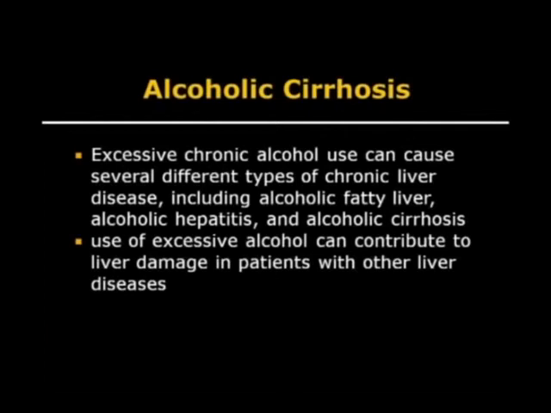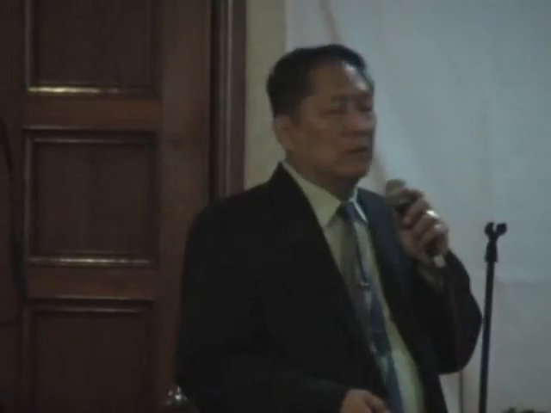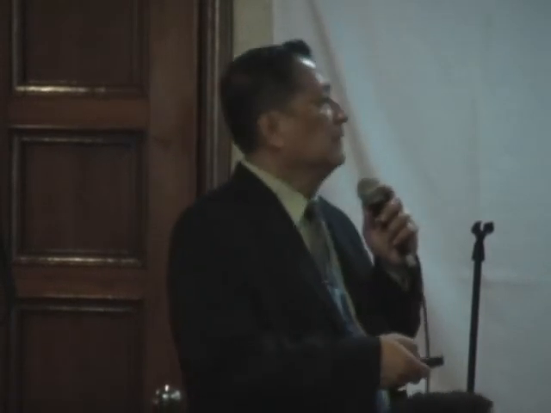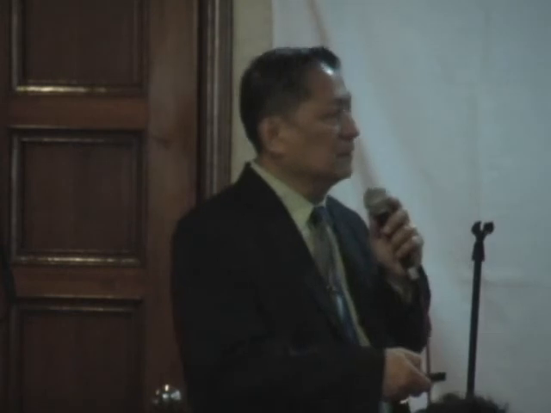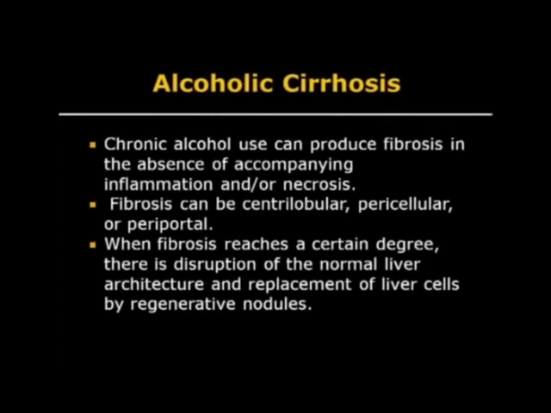Excessive chronic alcohol use can cause several different types of chronic liver disease, including alcoholic fatty liver, alcoholic hepatitis, and ultimately cirrhosis. Use of excessive alcohol can contribute to liver damage in patients with other liver diseases. Chronic alcohol use can produce fibrosis in the absence of accompanying inflammation or necrosis. Without inflammation, without necrosis, alcohol can cause cirrhosis, fibrosis, or whatever. So it's dangerous. Direct insult from alcohol.